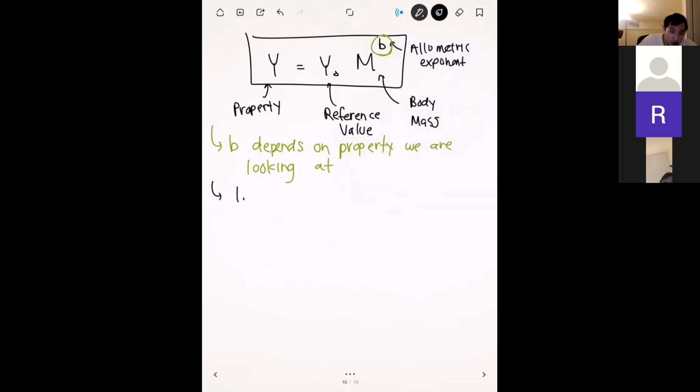All right. So first, let's do heart rate. The b value for heart rate is -1/4. The fact that the exponent is negative tells you that smaller creatures with smaller mass actually have a higher heart rate.